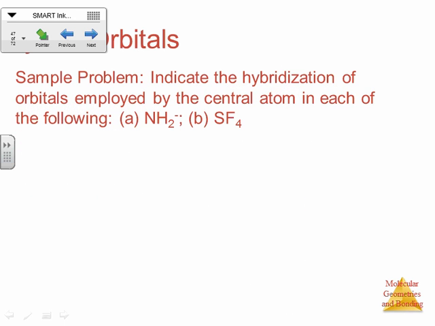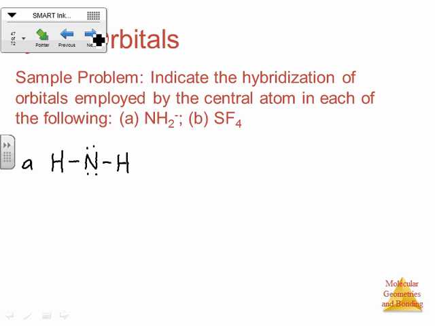So again, when we're actually figuring these out, this is not that difficult. If we want to indicate the hybridization here, we've got something like NH2 minus. So we're dealing with 8 electrons here. We just used up 4 of them, so then the other ones will go here, okay?